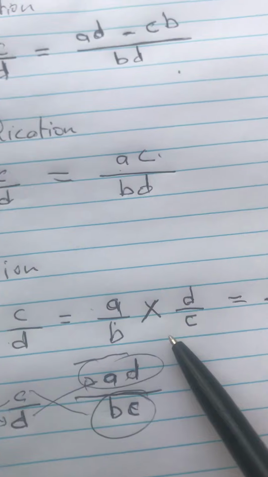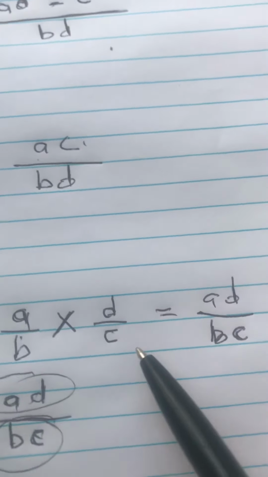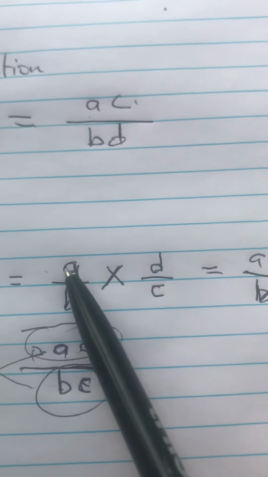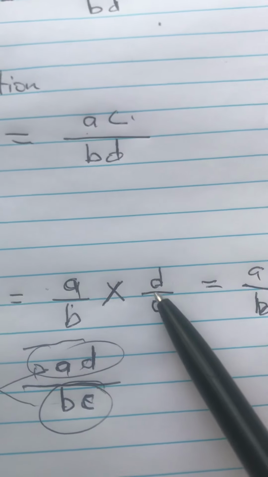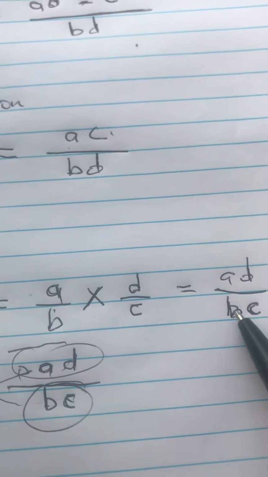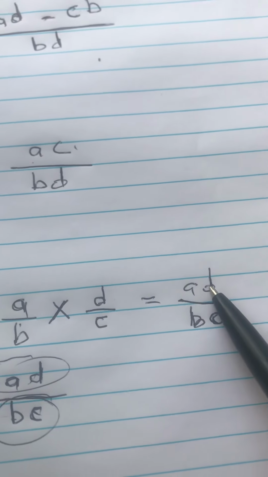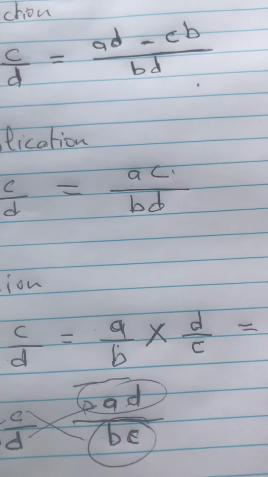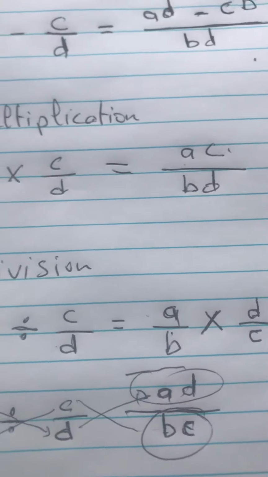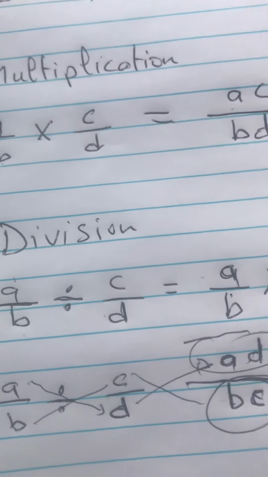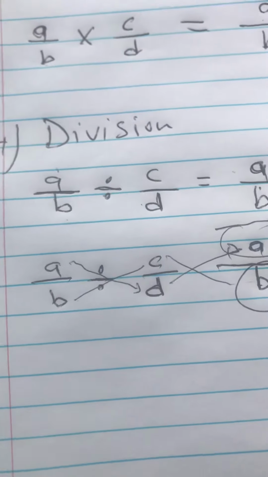Then we apply multiplication as we know it. So we have a over b times d over c. The denominator is b times c, goes here. The numerator is a times d, comes here. If you find it a little bit confusing, I will give you another way if you can remember this one.